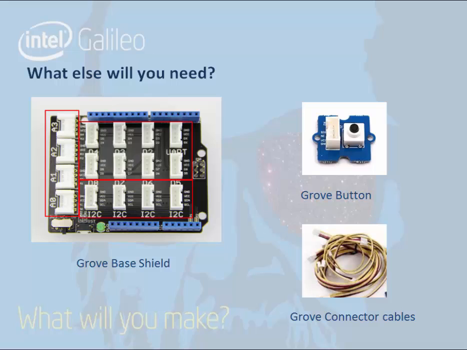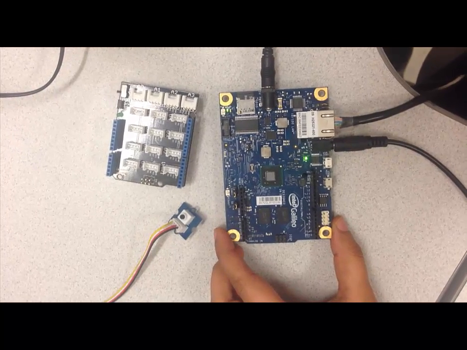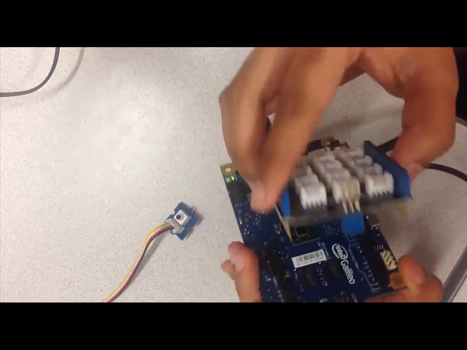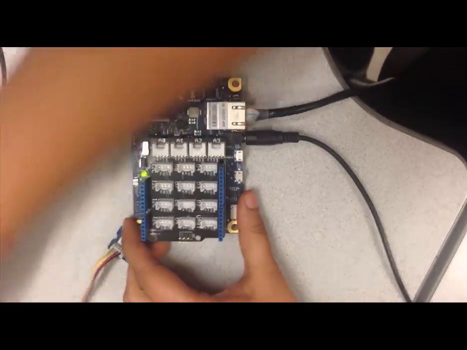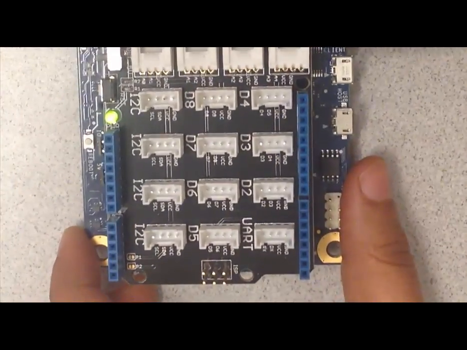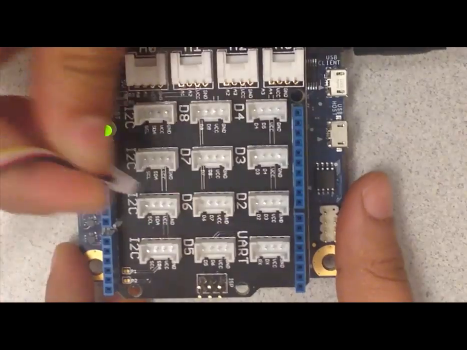We will use the Grove button to turn on and off our onboard LED. We will place the base shield on top of Galileo as any Arduino shield. Next, we will connect the Grove button to any of the 8 digital ports on the base shield.